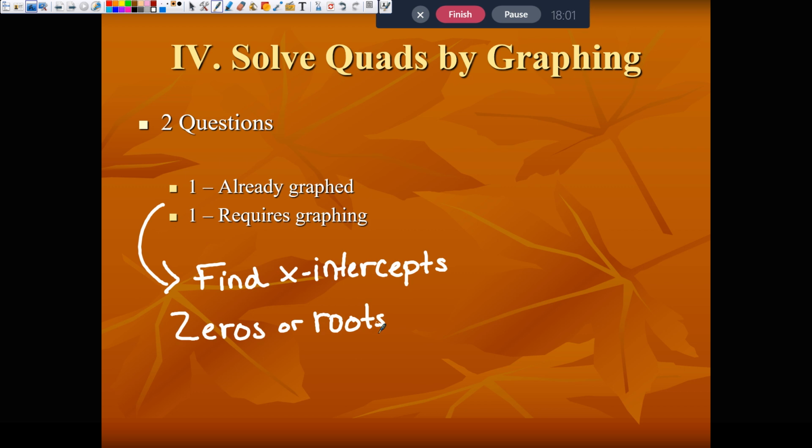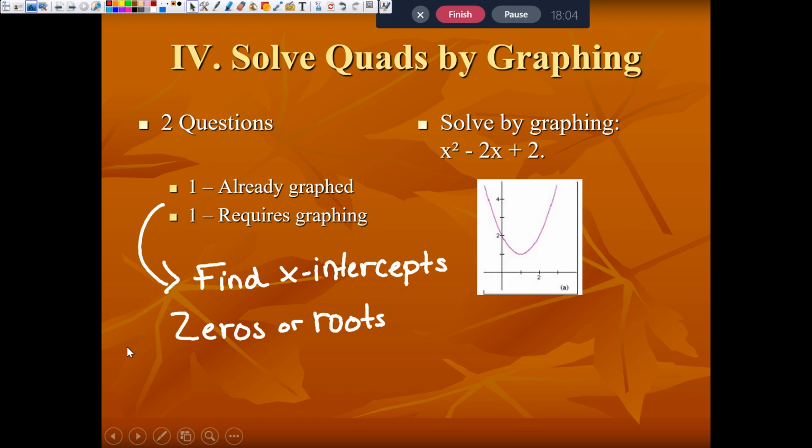So if you're solving by graphing, you're going to have to graph the equation the same way that we have been doing, where you find the axis of symmetry and the vertex and an additional point. And where it crosses your x-axis, that's going to be your answer. So what would be my answer for this one? Where does it cross the x-axis? No. It doesn't, so it would be no solution.